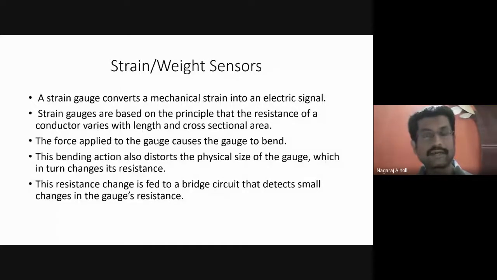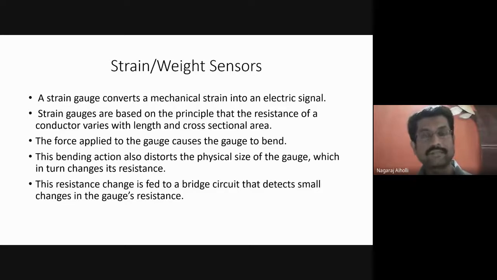There is a particular method for measuring this resistance. The method is by using a setup called Wheatstone's bridge or some bridge arrangement. A bridge arrangement is nothing but an electrical circuit.